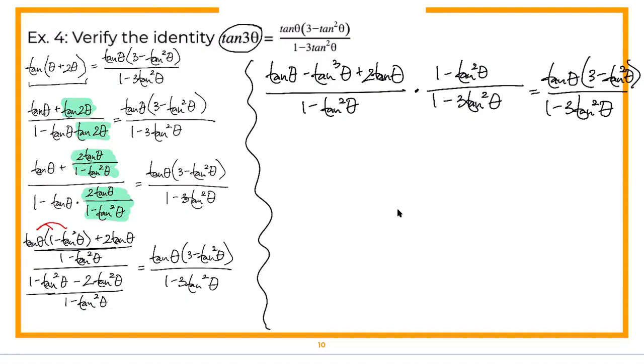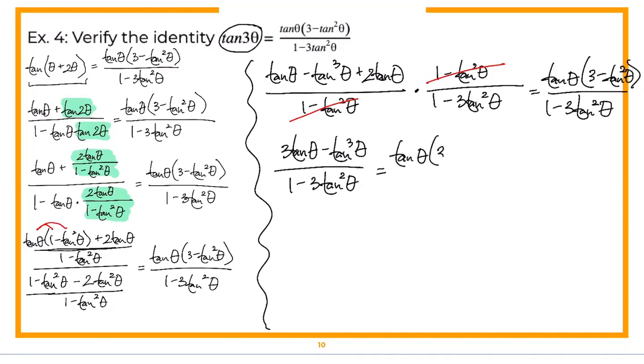Okay, so some things reduce here. These two reduce, which makes it way better already. And so now I can write that left-hand side as a single fraction. So we're going to get 3 tan theta minus tan cubed over 1 minus 3 tan squared equals that right-hand side.